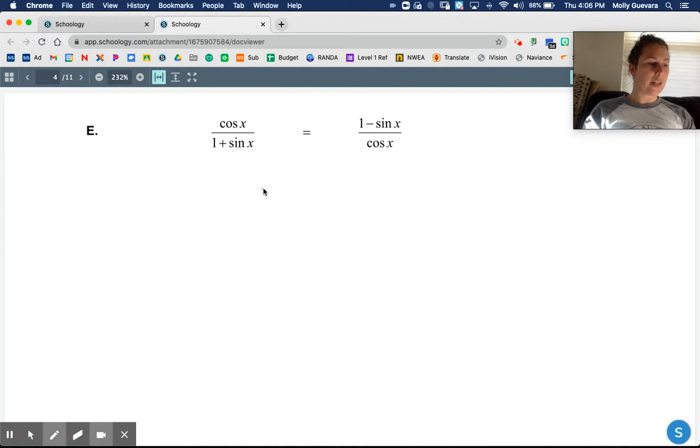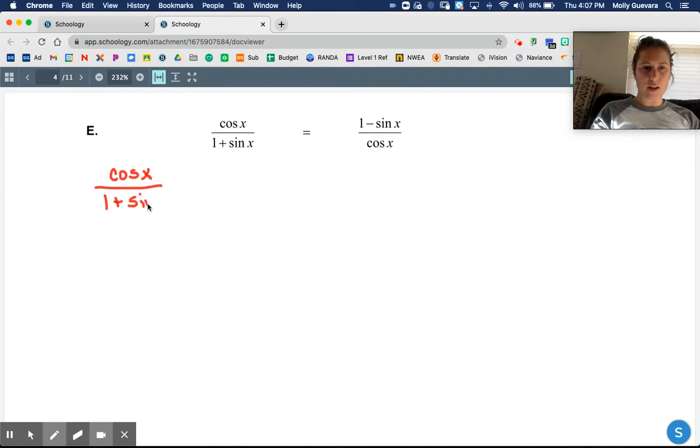Okay, so let's look here. I get another fraction, and I don't like this fraction very much. So I have cosine of x over 1 plus sine of x, and I want cosine on the bottom. So I'm probably going to want to get rid of this bottom. What you can do is multiply by the conjugate, and I'll show you why we want to do that.